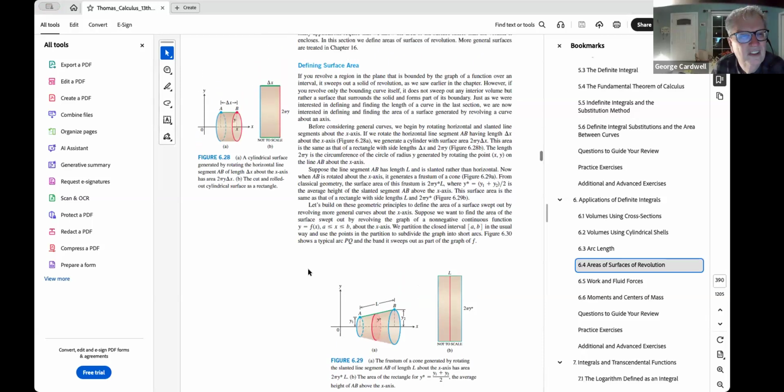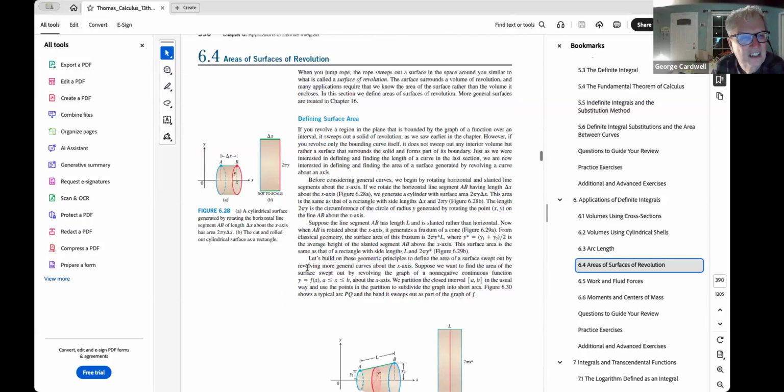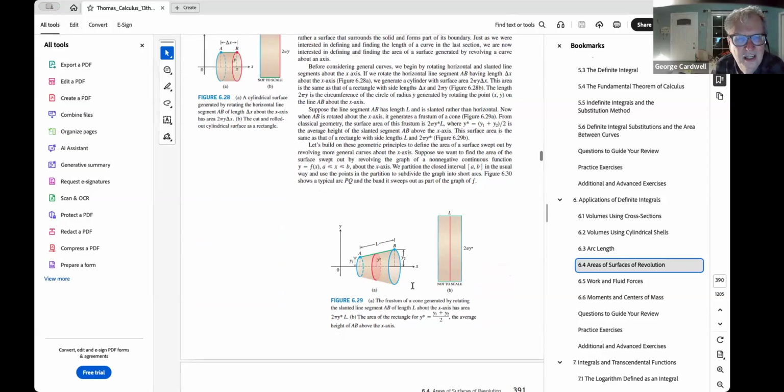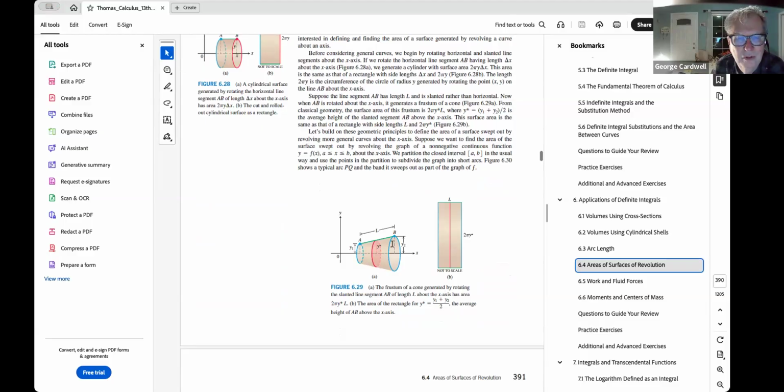Here, suppose I have a curve, like a line, and I rotate it around the x-axis. We know that rotating around the x-axis generates a solid object, and we know how to find the volume of that. Instead of finding the volume, we want to find just the area of the surface that's generated by sweeping around. So it's just the surface area rather than the whole volume.